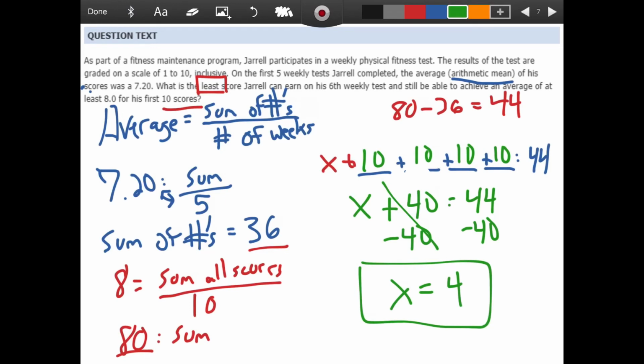So in order for Jarrell to have an average of 8, he must score a perfect 10 in the other 4 weeks, and the lowest possible score he can have in the 6th week is 4.